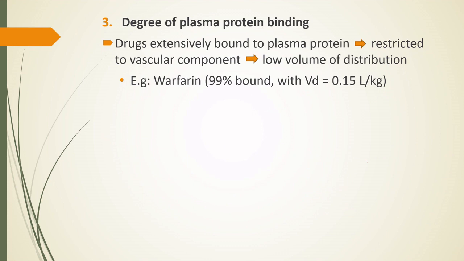The third point is the degree of plasma protein binding. The drugs that are extensively bound to the plasma protein will be higher molecular weight compounds since they are bound to the plasma protein. This high molecular weight compound won't be able to cross the membrane so easily, hence they will be restricted to the vascular component only, and there will be a low volume of distribution. As we can see for warfarin, which is 99% bound to the plasma protein, the volume of distribution that we get is only 0.15 liter per kg.